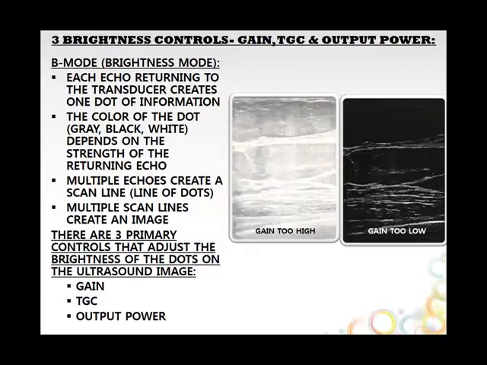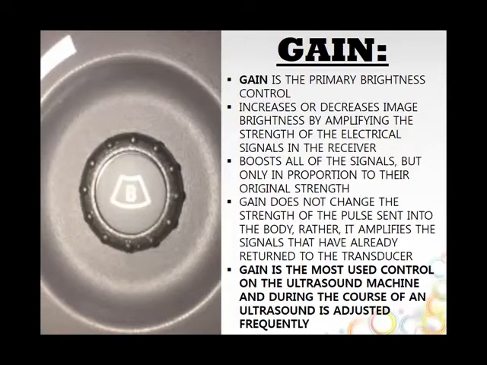There are three different controls on ultrasound, gain, TGC, and output power, that determine how bright an image is. You can see this image is really bright and this image is really dark, so we want to find a happy medium between that. Gain is our primary brightness control, and it increases or decreases the image brightness. This is what our gain button looks like. Often it will have a B on it for brightness mode, and sometimes it has a G on it for gain, depending on the machine. What happens is we are boosting the signals that have already been received by the ultrasound machine.